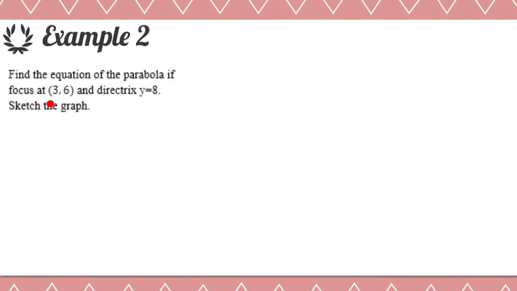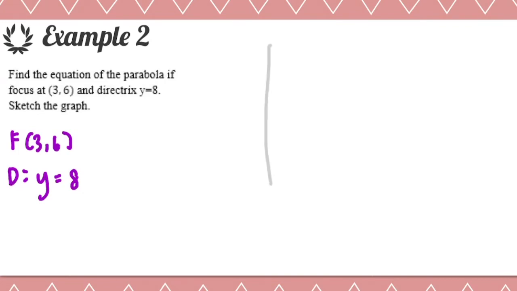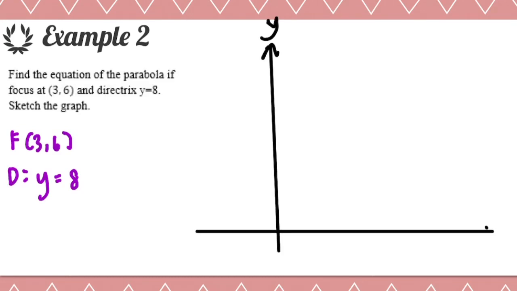Now let's focus on example 2. Find the equation of the parabola if the focus is at (3, 6) and the directrix line is y = 8. And later on, sketch the graph. In this case, you need to write the information that we have right now: the focus at (3, 6) and the directrix line y = 8. In order to answer the question, we need to sketch the graph so that we can know what is happening inside the equation.